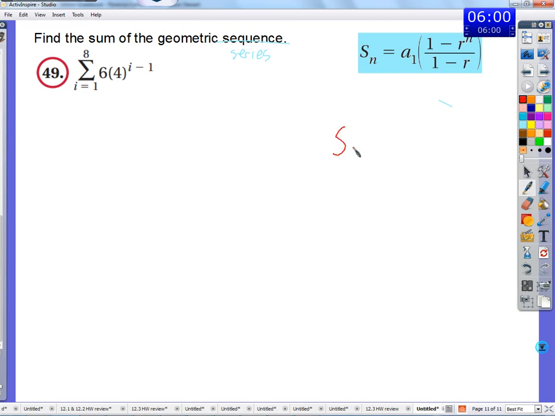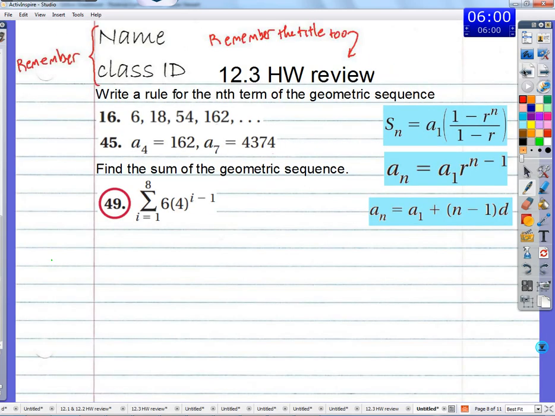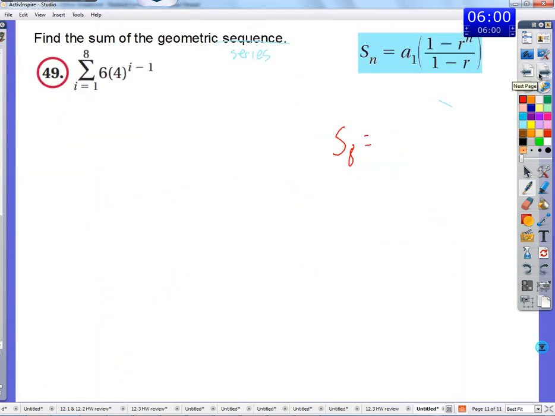What are we finding? S sub 8 equals, what's a sub 1? 6. Right? This looks exactly like this formula, a sub 1 times r to the n minus 1, except n is i instead of n. But it's fine. It's just a variable. So a sub 1 is 6 times 1 minus r, wait, what's r? 4. It's 4 to the 8th, because that's what we're doing, that 8. Over 1 minus r, which is 4 again.